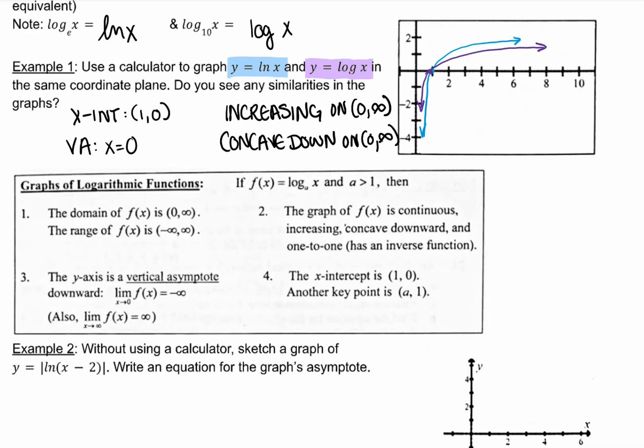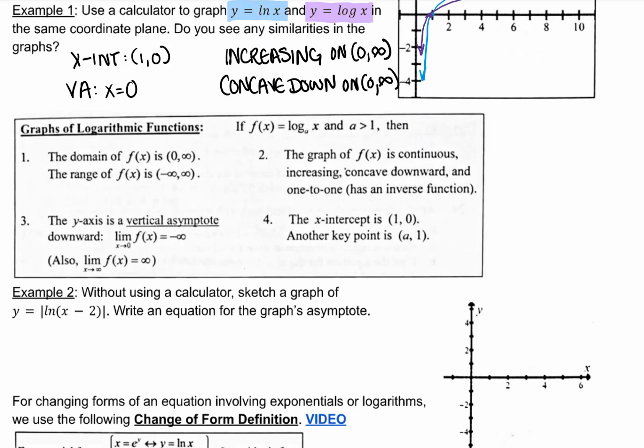Graphs of logarithmic functions: if you are graphing log base a of x where a is greater than 1, your domain will be 0 to infinity and the range will be negative infinity to infinity. You have a vertical asymptote. The graph of f of x is continuous and concave down, 1 to 1. It has an inverse and the x-intercept is 1, 0.